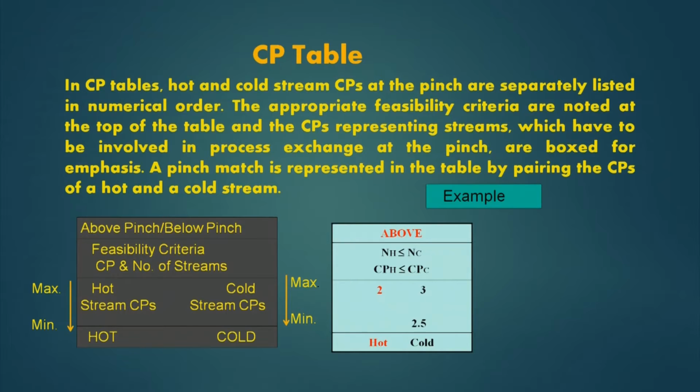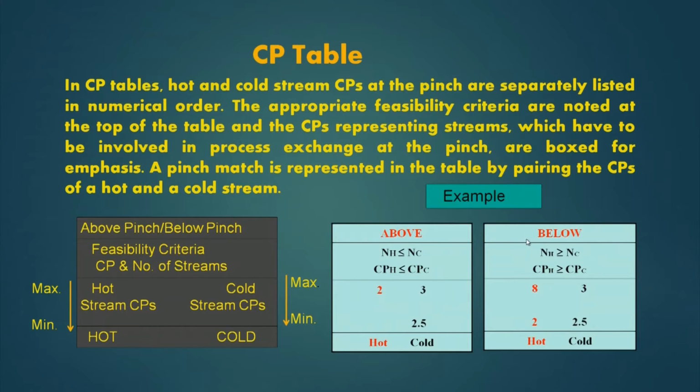above pinch, NH is less than or equal to NC, this is the criteria for number of streams, and CPH is less than or equal to CPC, this is the feasibility criteria for CP. Then there is only a hot stream which has a CP value of 2, whereas there are two cold streams, one has a CP value of 3 and the other 2.5. So, we are writing from 3 to 2.5 in descending order, this is maximum, this is minimum. This shows that this CP is for hot and this shows the CP is for cold.